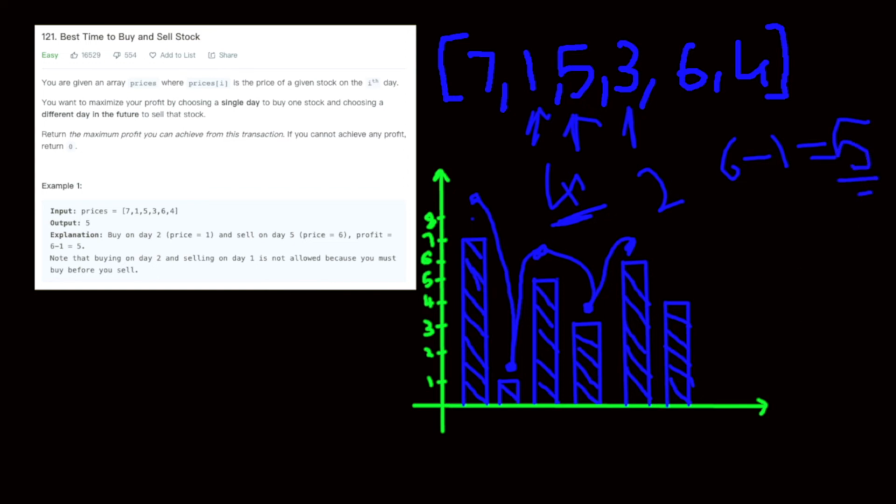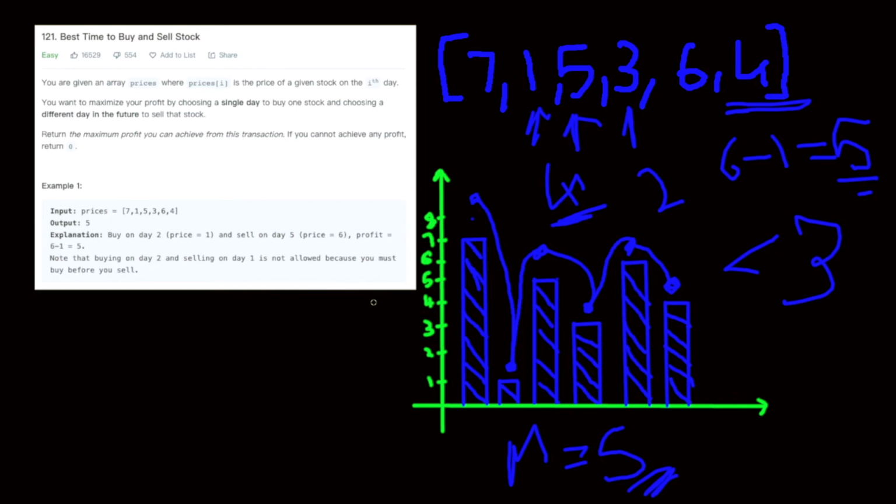So we can just say max equals 5 right now. But we can still go further and see if there's any opportunity for a higher value. So we go to the last day and sell the stock there at 4. Again, 4 gives us a profit of 3, which is still less than our current max. So we can say that the max is 5.